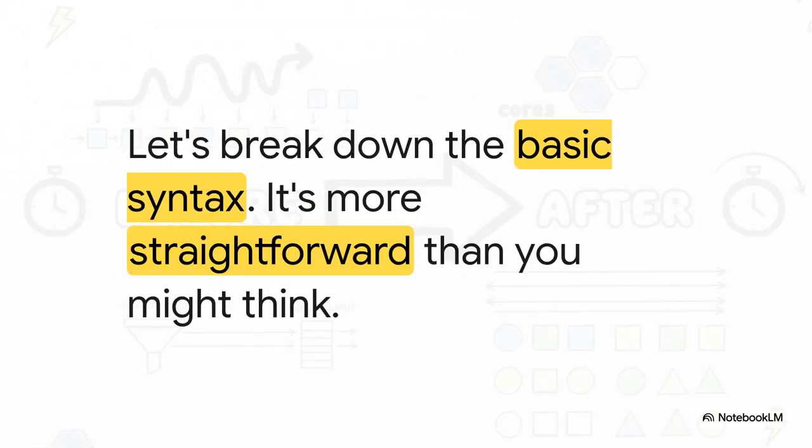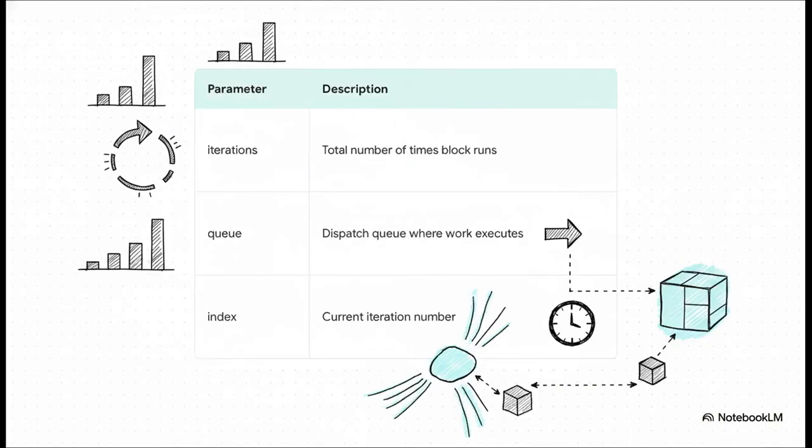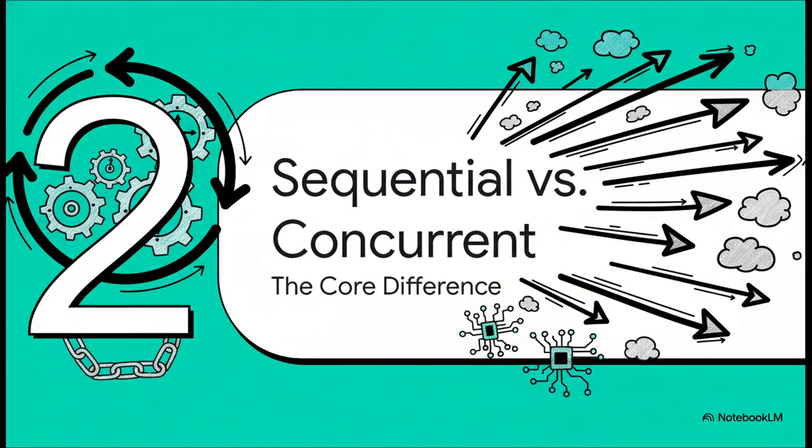All right, so how do you actually use this thing? I know the syntax might look a little weird at first glance, but I promise it's a lot more straightforward than it seems. Let's just break it down piece by piece. So there are really only 3 key parts you need to know. First up, iterations. That's just how many times you want your code block to run. Easy enough. Next, and this is the most important part, is the queue. This is where you tell GCD where to do the work. If you give it a concurrent queue, that's when you unlock all that parallel processing power. And finally, inside your code block, you get an index, which works exactly like the counter you're used to in a normal for loop.